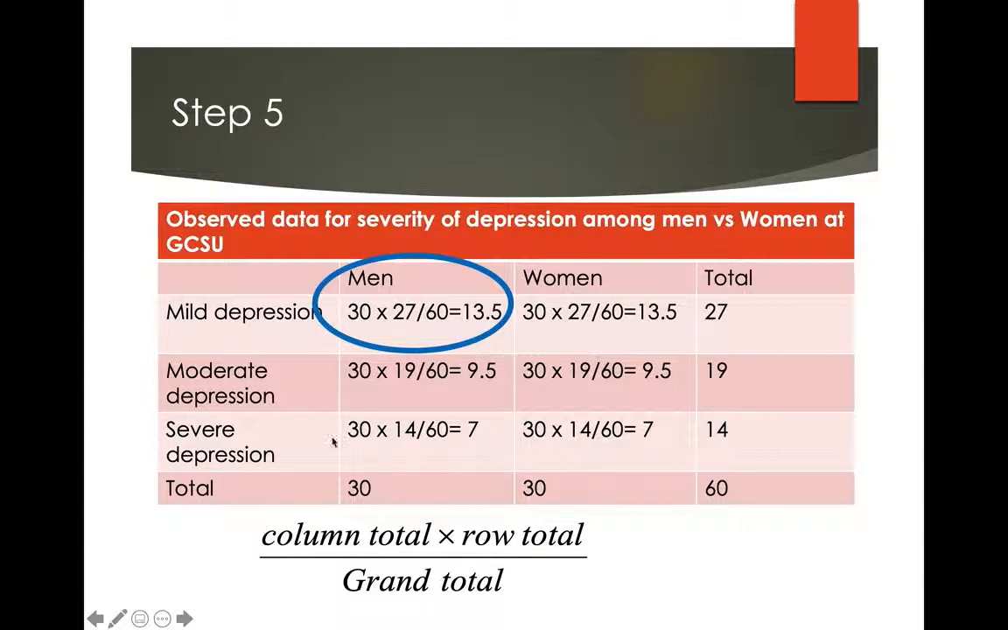So again, let's do that. My column total among men is 30 and my row total among the mildly depressed is 27. So that is going to be 30 multiplied by 27 divided by 60, and 60 is my grand total, which is over here.